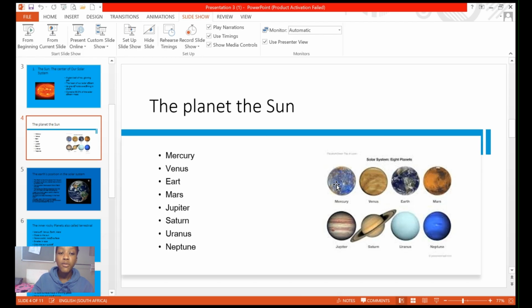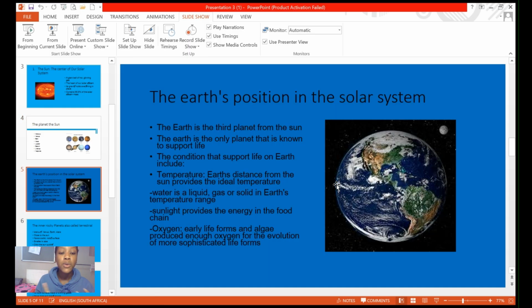Imagine if we were living on Mercury, which is too hot. Mercury doesn't have water. Where will we get plants? Where will plants get water to survive? Where will humans get water to survive? And also where will animals get water to survive? And again, sunlight provides the energy in the food chain.